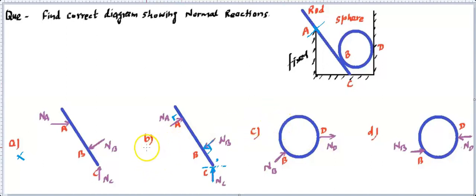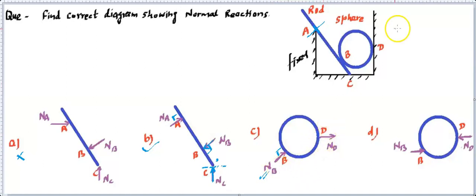Now come to option C. We can check what is wrong with C. At this point, again, this has to be perpendicular to this surface, that means toward the center. Yes, pushing. So NB is correctly shown.